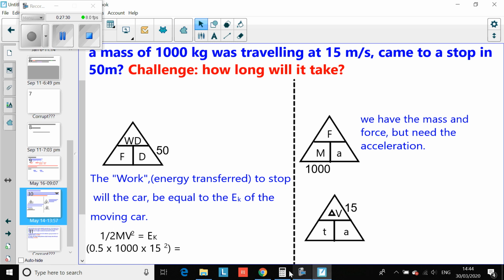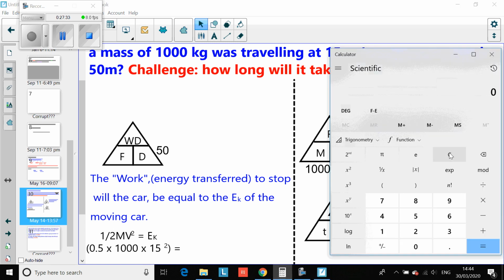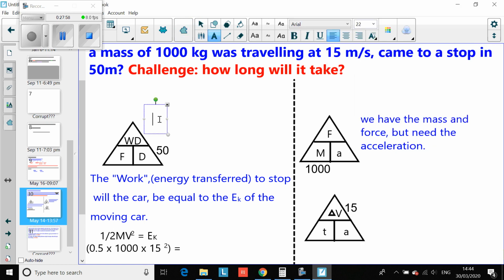So let's just put that into a calculator. Let's just clear the last one. So half, which then is 0.5, times the mass, well, we know that was 1,000, times the velocity squared. Now the car was going at 15, so we do that squared, and that gives us 112,500 joules. Okay, so let's just type that in. 112,500.